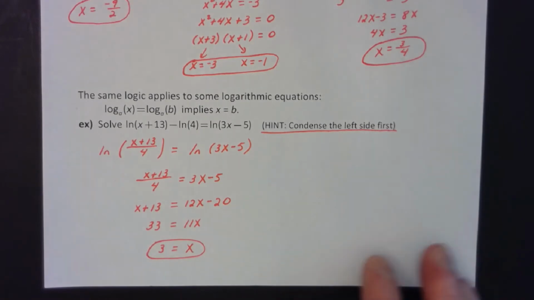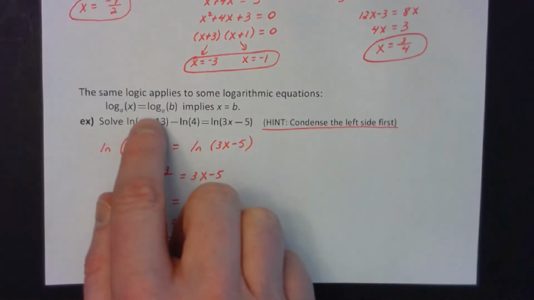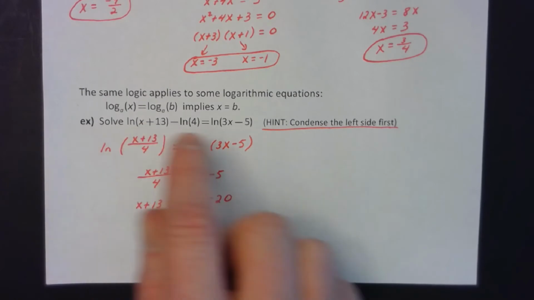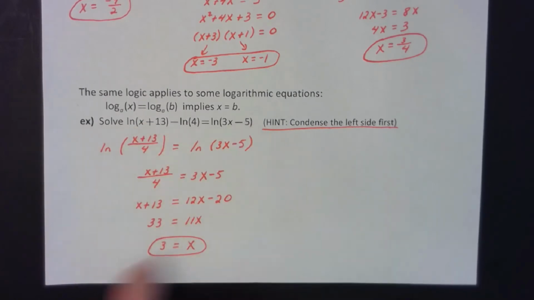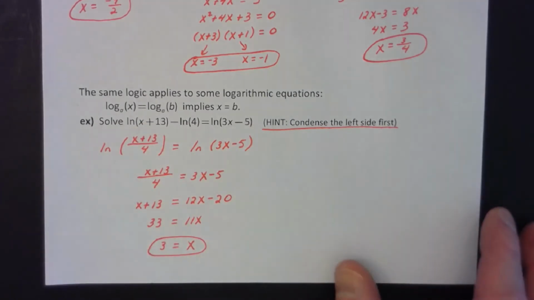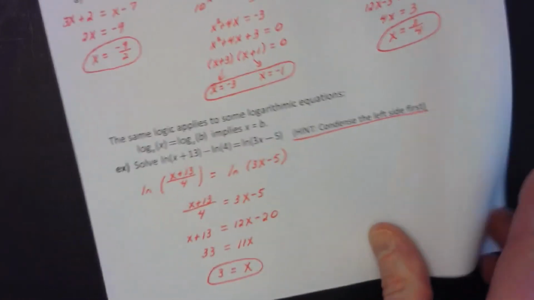But you should have thought about, could that be a solution? And the way we answered the question, if it causes a negative or a zero in any of those, it'd have to be discarded and called an extraneous solution. But in this case, no problem.